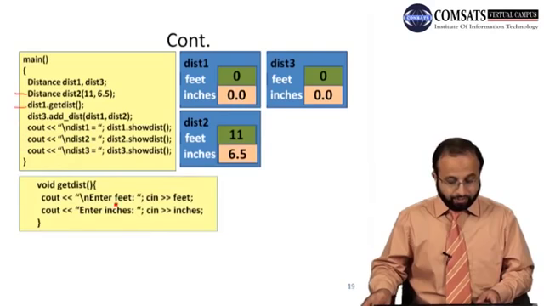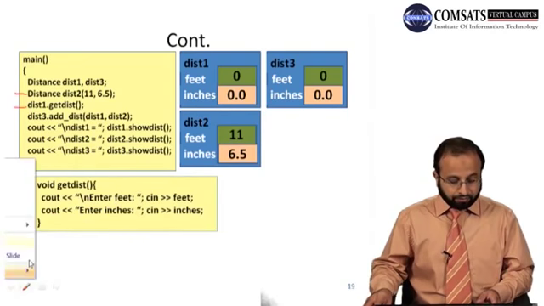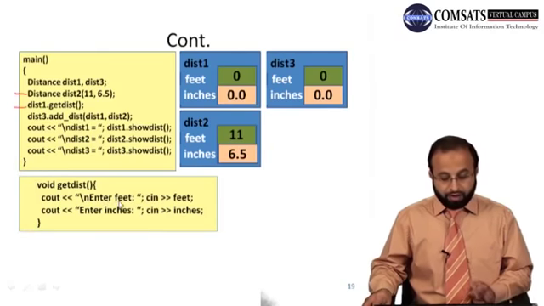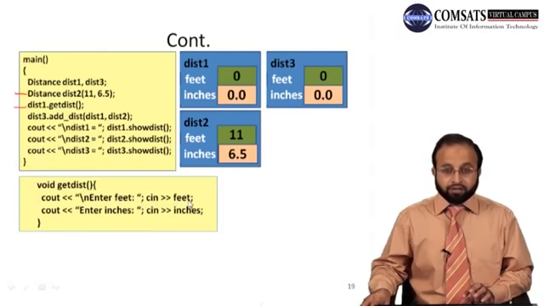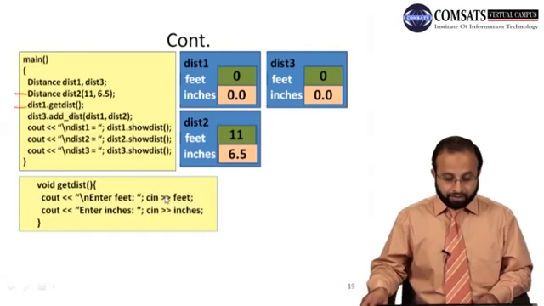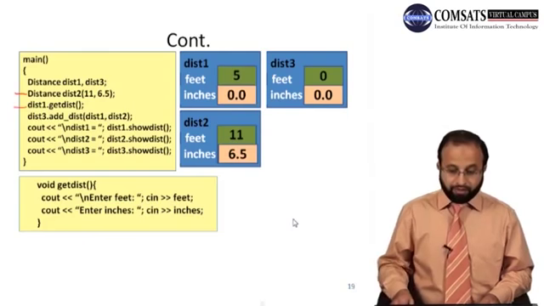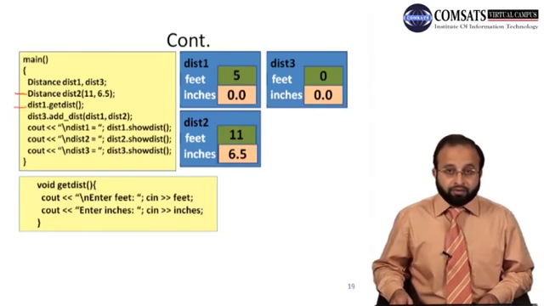So this is the getDest function. It displays the message "enter feet". You enter some feet value, and it will be stored in feet. This feet is the private data member of dest1, and this inches is the private data member of dest1 as well. So let's say the user inputs 5, that is stored in the private data member feet of the dest1 object, and then the user enters 7.0, that is the value for inches, and it will be stored in the private data member inches of the object dest1, right?